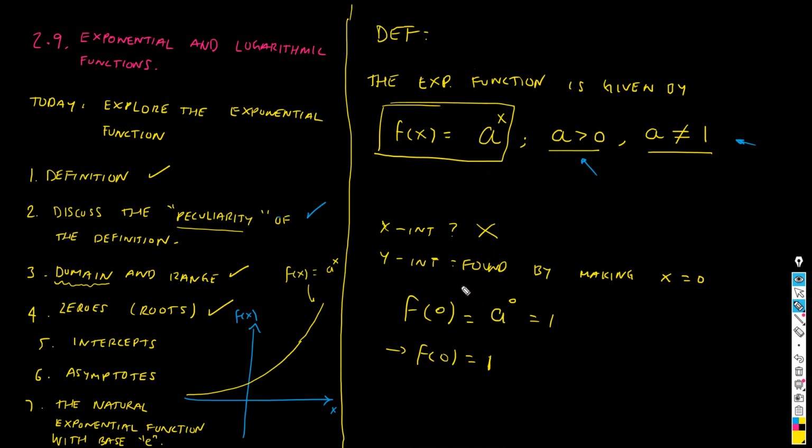Okay, I made the whole thing analytically. And by doing so, I found that the y-intercept will always be 1, the point (0, 1). So that's it for the intercepts. Now let's go to the asymptotes.